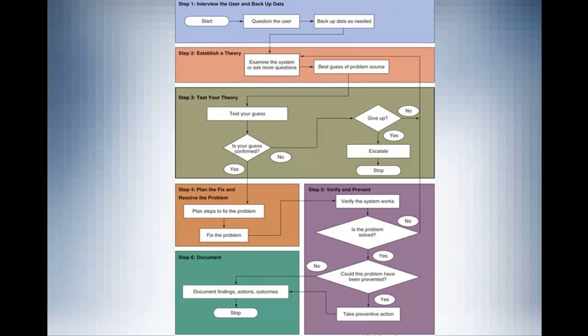So test your guess. And you can use the steps here. You can see how we test the guess. Is your guess confirmed? Yes. Well, then move on to step 4. If it's not, then go back in and circle through everything and see if you can eventually get to the source of the problem.